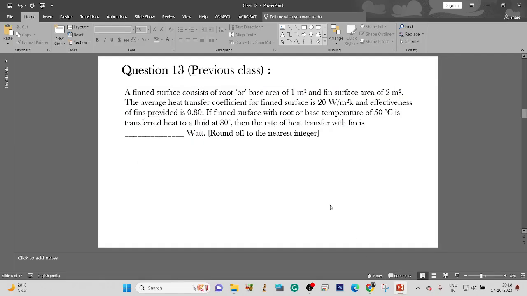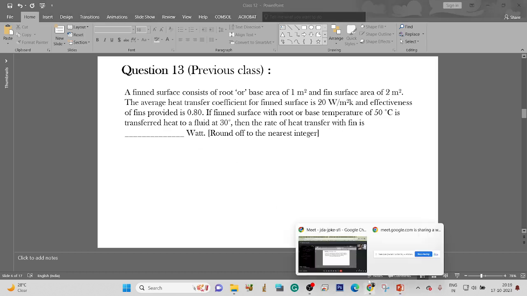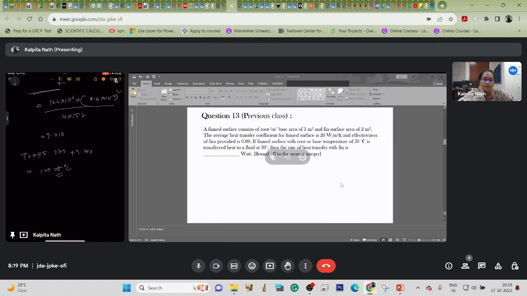Now for the next question, this is a very simple and easy question. A fin surface is considered with root or base area of 1 meter square and fin surface area of 2 meter square, the average heat transfer coefficient is given, and the effectiveness of the fin is also given. If the fin surface at the root or base at 50 degrees Celsius transfers heat to the fluid at 30 degrees Celsius, then the rate of heat transfer from the fin is? Try to find this out. This is a previous GATE question and it is very easy. It will take 30 seconds to solve, however I am giving you 2 minutes to solve this, and we'll proceed with the solution.